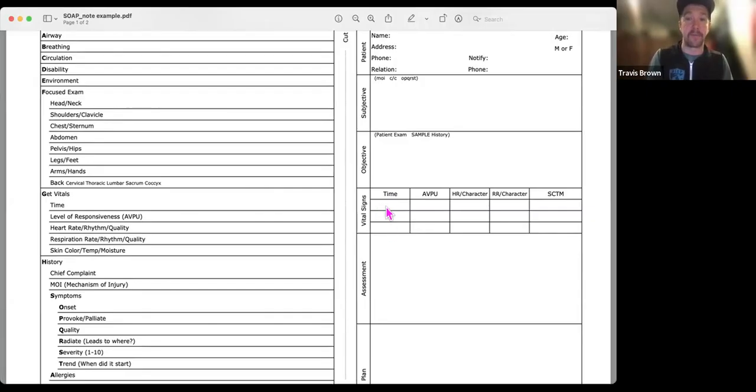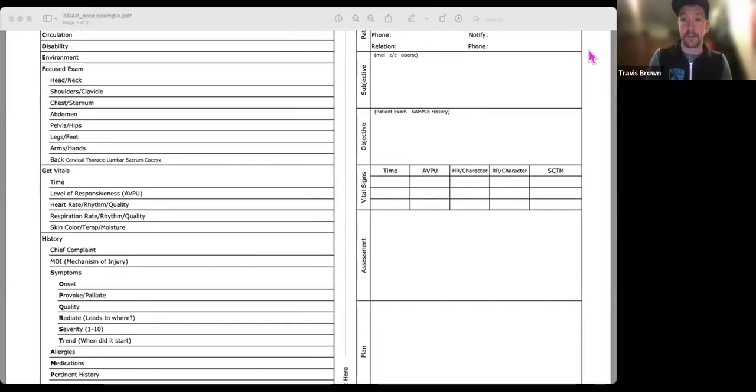We have a spot for our vital signs. And I think one of the most important things to have in your SOAP note is the time, especially if you're providing care for an extended period of time, because that's also going to tell the paramedics or the people at the hospital what's been happening inside of their body in the last maybe four or five hours, depending on where the incident occurred and all of that.